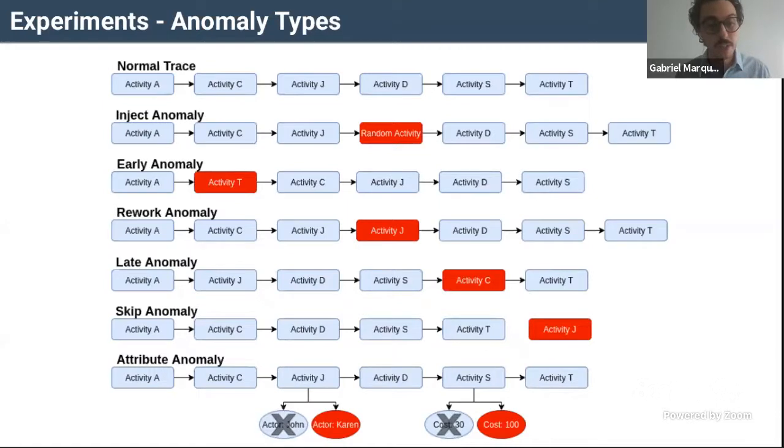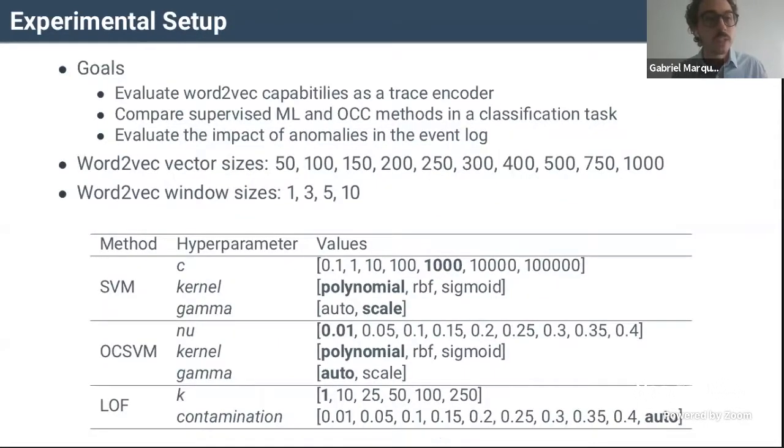And finally, we have the attribute anomaly, which affects the data flow perspective because it affects the attributes related to these activities. The goals of our experiments are threefold. First, we want to evaluate the word2vec encoding capabilities. Also, we want to compare supervised machine learning and one-class classification methods for this classification task, which is the identification of anomalies. And finally, we want to evaluate the impact of these different anomalies in the event log.